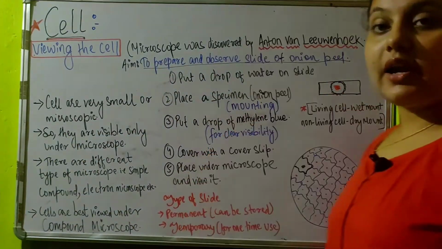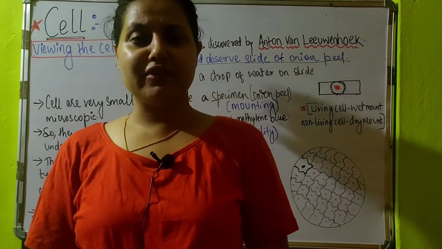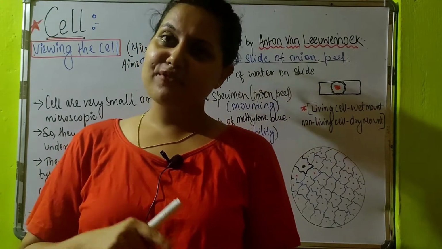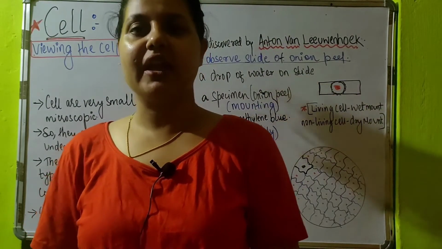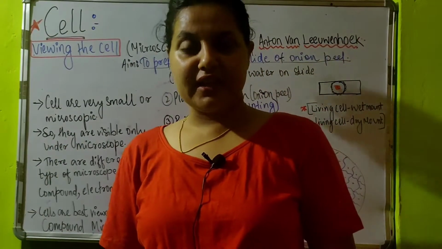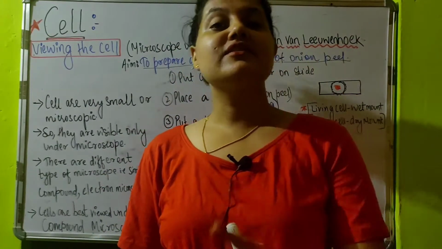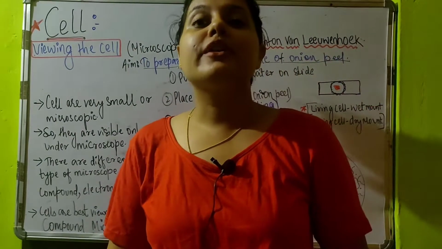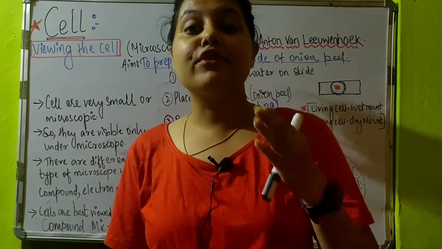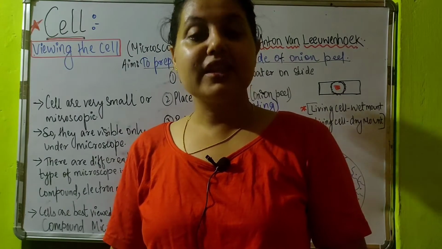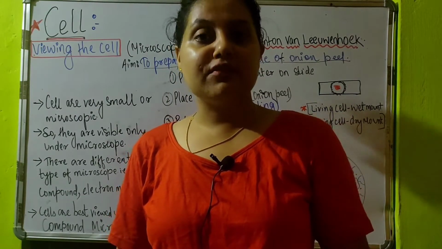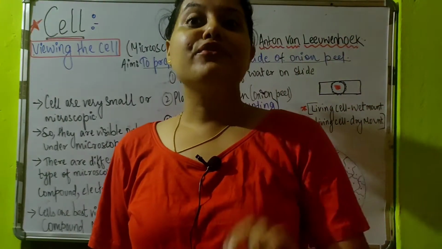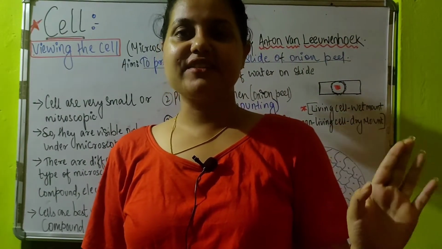But if this slide is temporary, we just remove the cover slip, wash the slide and keep it. Another important thing is mounting. While mounting, we put a drop of water and then we put a specimen. That is mounting. But there are two types of mounting: wet mounting and dry mounting. The one we talked about now is wet mounting, because we are viewing a living cell. But when we are viewing a non-living cell, we will not put a drop of water on the slide. We'll just view the cell.